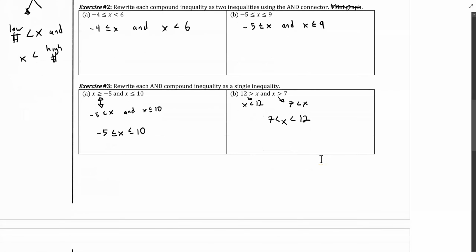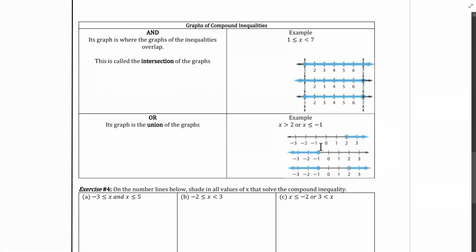Okay, moving on. So now that we know the definition of inequalities, next what we're interested in doing is graphing. So for the word and, that's going to be where the graphs of the individual inequalities overlap. This is also called the intersection of the graphs. So what I mean is that 1 less than or equal to x less than 7. Well, this is really 1 less than or equal to x, and x is less than 7.